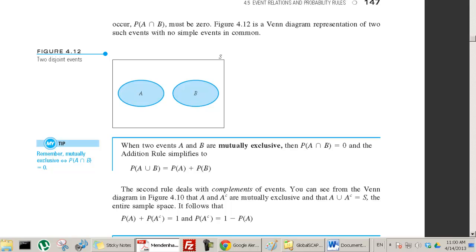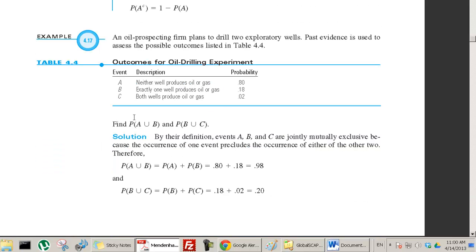So we use the rule for A union B. First of all, can we use the easier rule for A union B? We can only use it if they're mutually exclusive. Are A and B mutually exclusive? Is this and this mutually exclusive? Can you get neither well produces oil or gas and exactly 1? Yeah, they're mutually exclusive. They don't both happen at the same time, right? If none of them do, then you don't get exactly 1. So they are mutually exclusive.